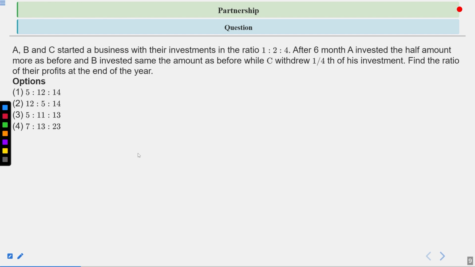Now you have 4 options. First one is 5 ratio 12 ratio 14. Second is 12 ratio 5 ratio 14. And third one is 5 ratio 11 ratio 13. And fourth one is 7 ratio 13 ratio 23.